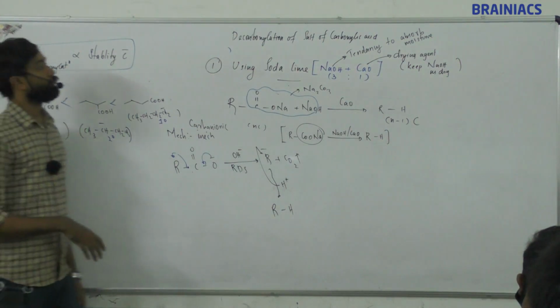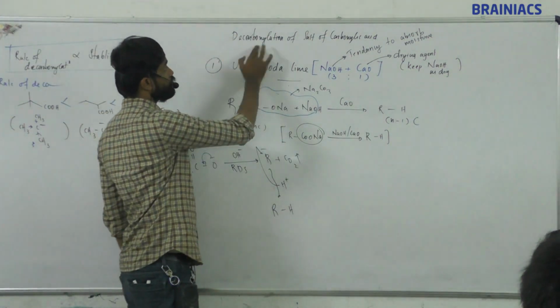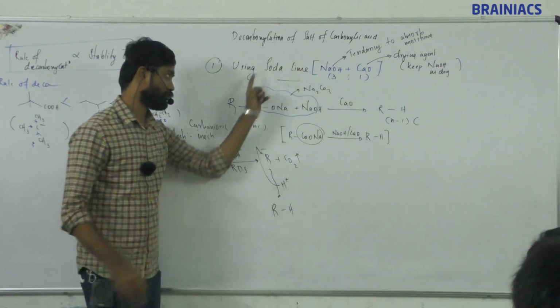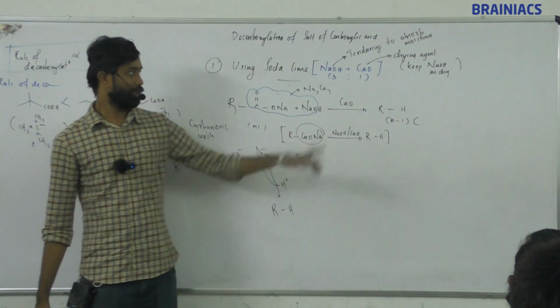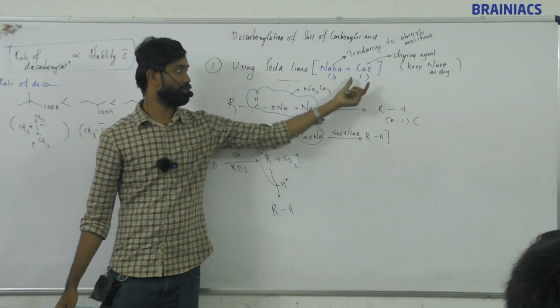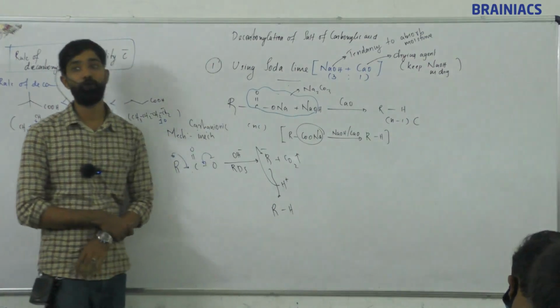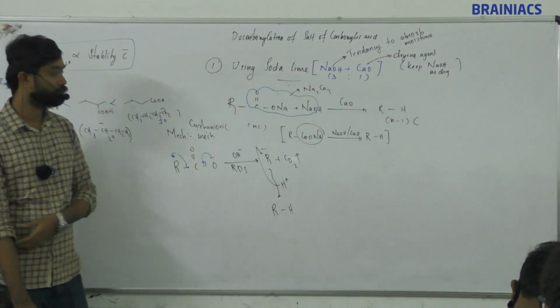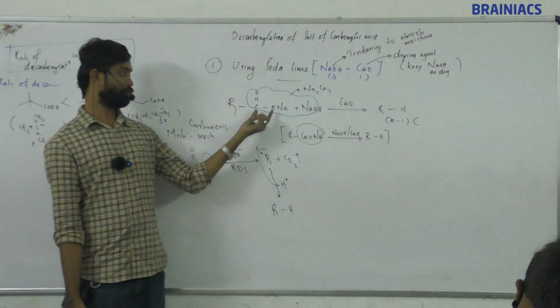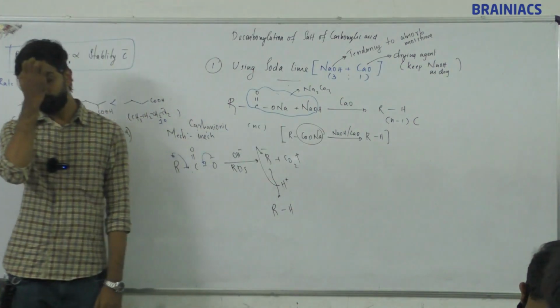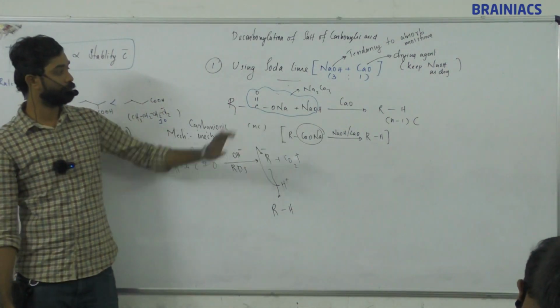So start from here. Decarboxylation of salt of carboxylic acid. First one, using soda lime. Soda lime is a mixture of NaOH and CaO in the ratio of 3:1, where NaOH has a tendency to absorb moisture, so CaO helps to keep it dry. And the reaction in a simple way.